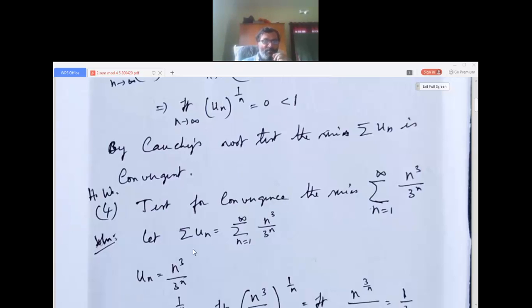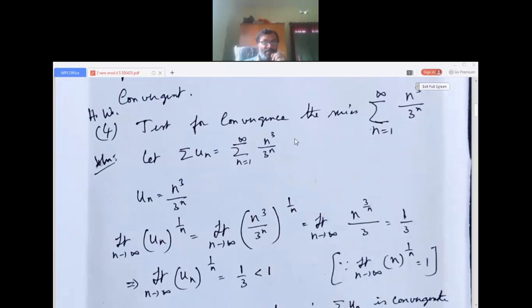Okay, now we take the series, and this is the problem on Cauchy root test because we are discussing the concept of Cauchy root test. Now here let sigma un be equal to sigma n is equal to 1 to infinity n cubed by 3 power n. Okay. Now the nth term un is equal to n cubed by 3 power n.